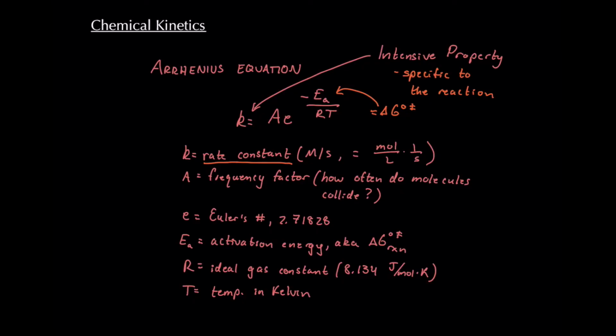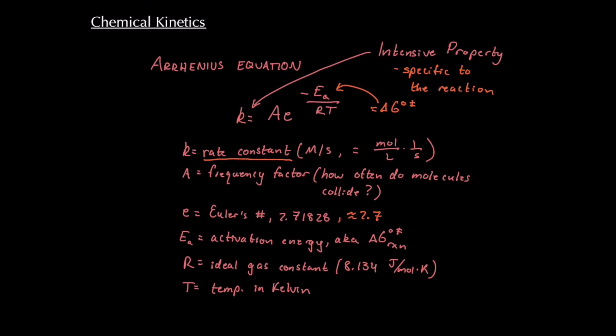E is a constant. It is actually just Euler's number, something you probably saw in high school math. Its approximation is about 2.7 for the MCAT, although that will probably not be something you need to memorize for solving any problems. E sub A is our activation energy, something we've already been over. R is our ideal gas constant. Now that's something you definitely want to have memorized as 8.314 joules per mole times Kelvin.